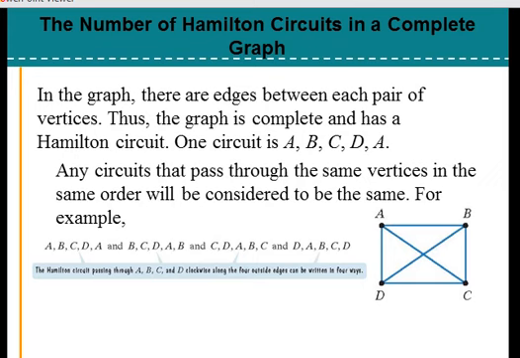In the graph, there are edges between each pair of vertices. Thus, the graph is complete and has a Hamilton circuit. One circuit is A to B, B to C, C to D, D to A. Any circuits that pass through the same vertices in the same order will be considered to be the same. For example, A to B, B to C, C to D, D to A, and B to C, C to D, D to A, A to B, and C to D, D to A, A to B, B to C, and also D to A, A to B, B to C, C to D.